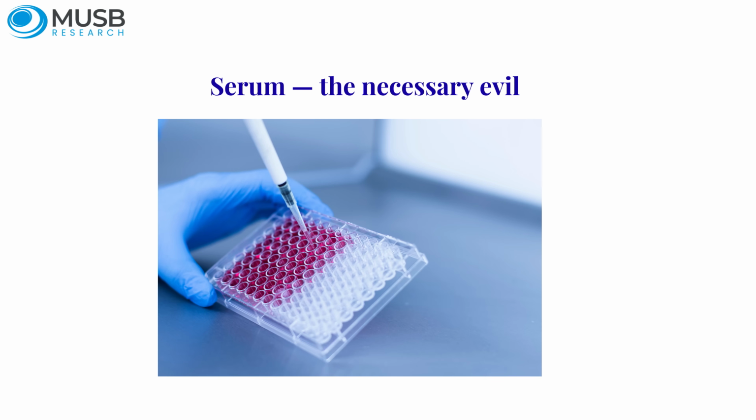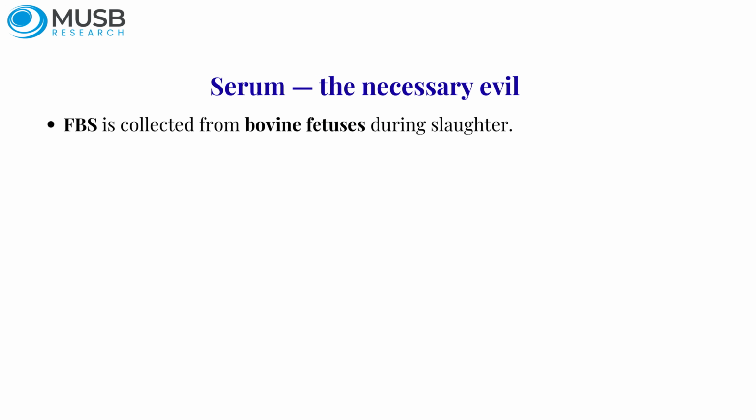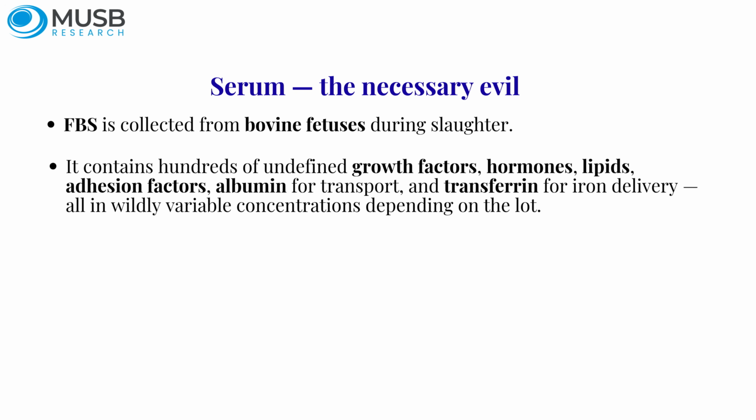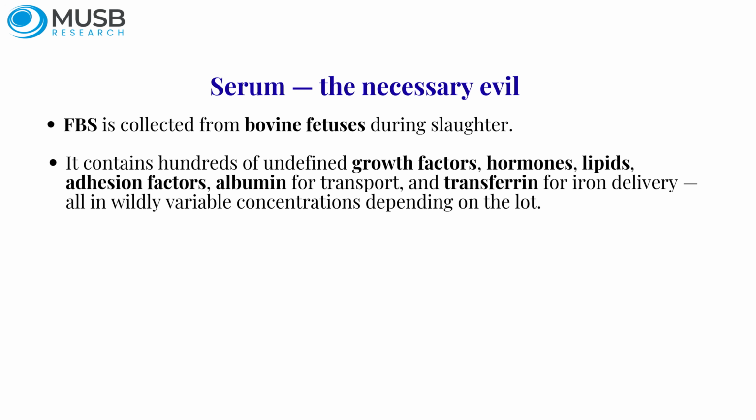Serum, the necessary evil. Here's the honest truth about fetal bovine serum. We use it because it works, not because we fully understand it. FBS is collected from bovine fetuses during slaughter. It contains hundreds of undefined growth factors, hormones, lipids, adhesion factors, albumin for transport, and transferrin for iron delivery, all in wildly variable concentrations depending on the lot.